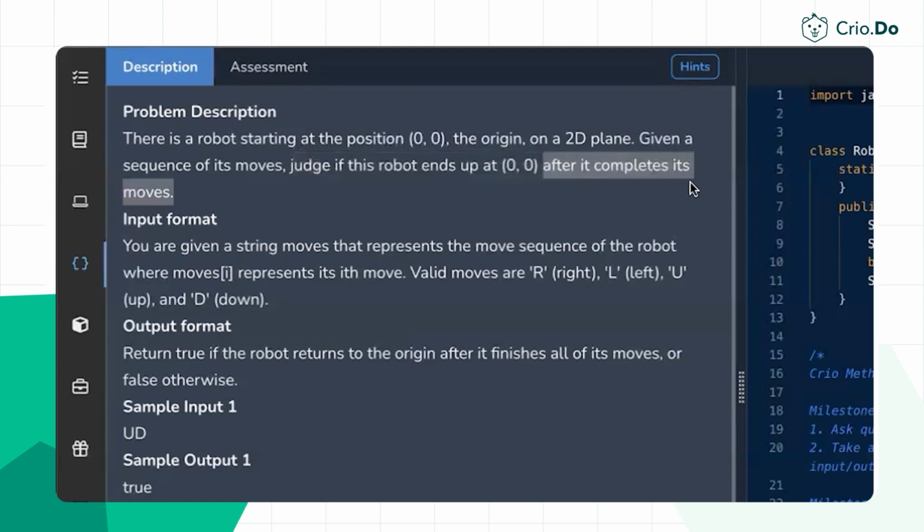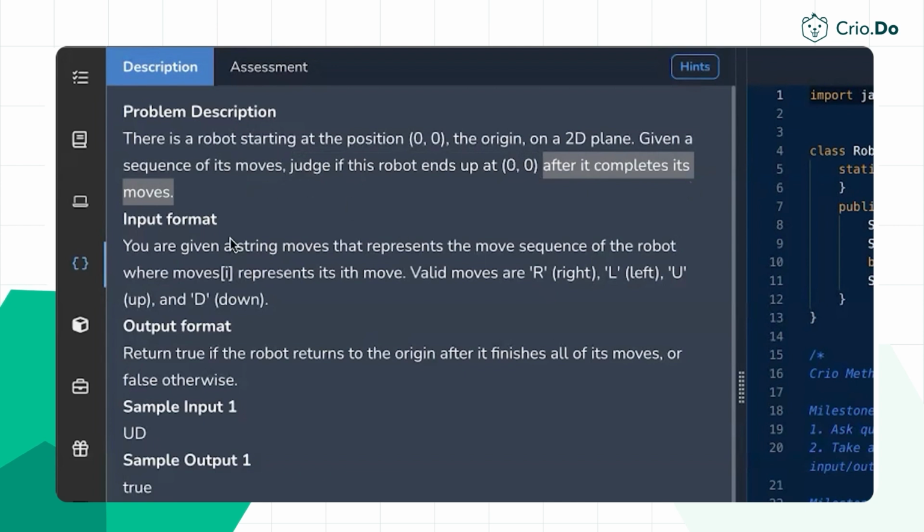of the moves. So moves might be going up, going left, going right, going down. Something like those moves will be given to us. After all those moves, what we have to check is whether the final destination where the robot is, is it the same as the source? That is, is it the same as the 0, 0 origin node?